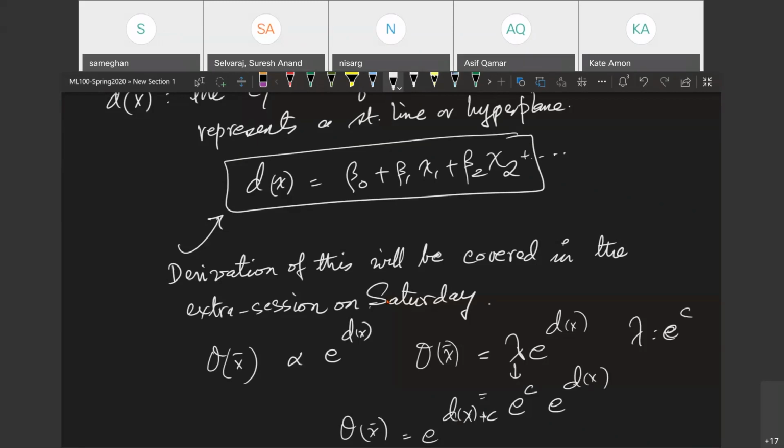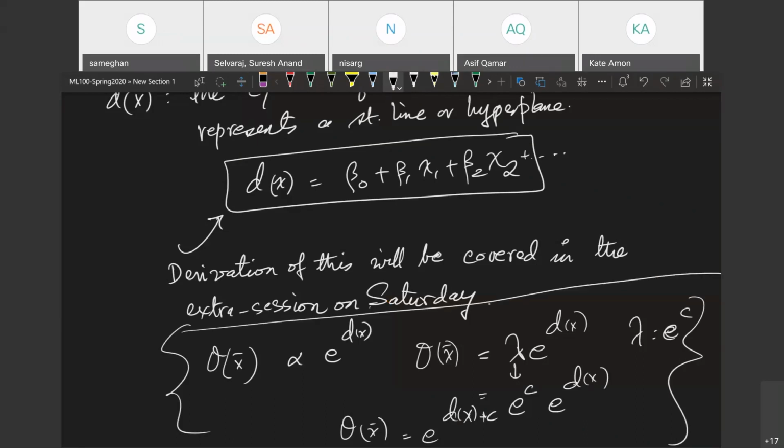That is why you don't care for the proportionality constant. And the simplest way is just set lambda equal to 1, or c equal to 0. And you end up with a simple theory.